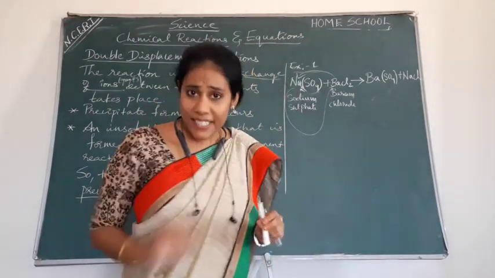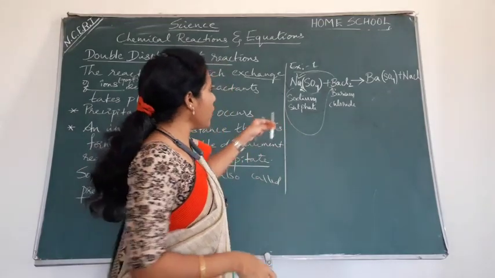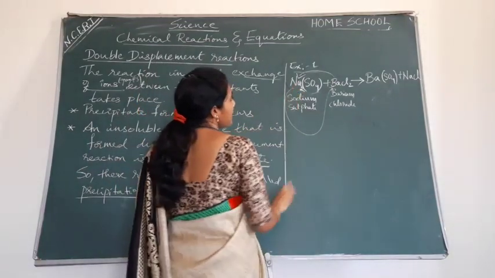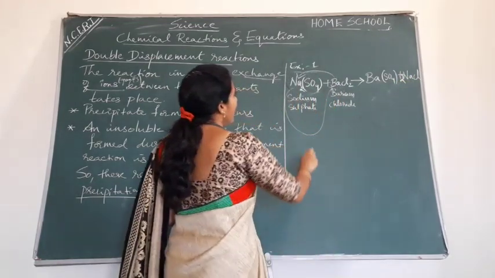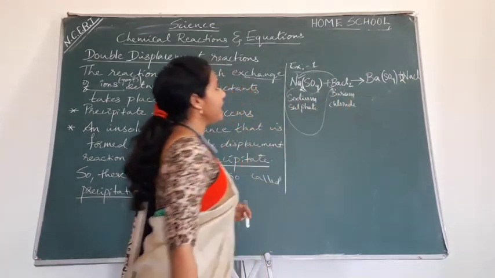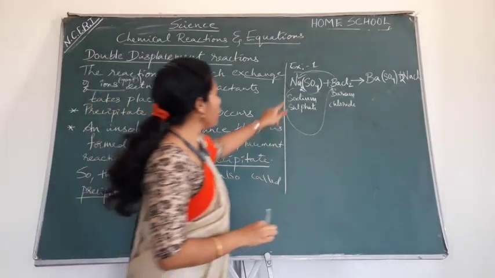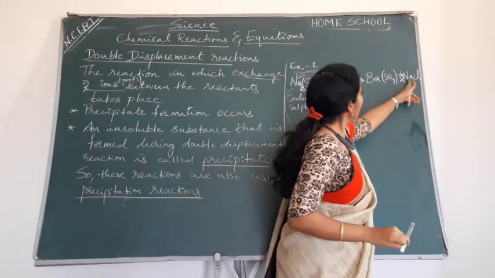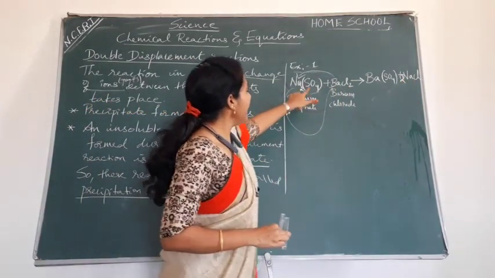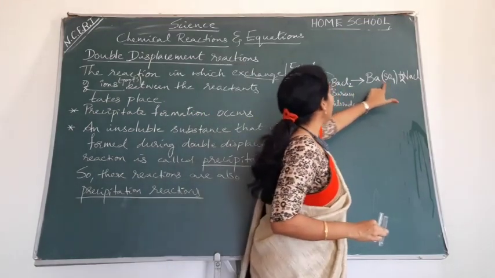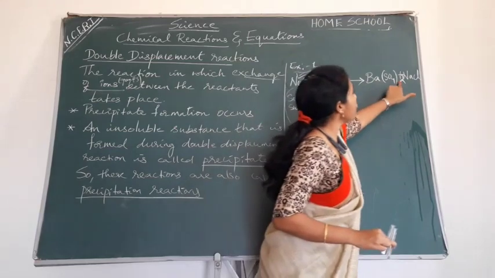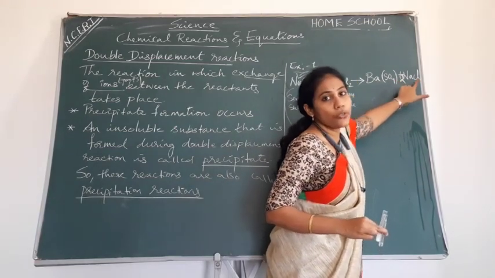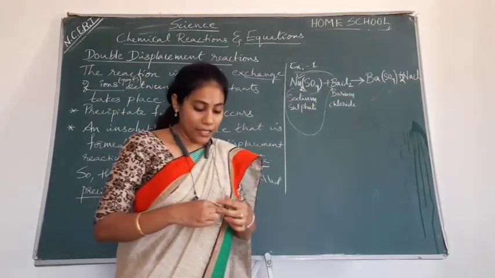And now balance the reaction. The reaction is not balanced. Here 2 sodiums are there, no? So you will be putting 2 here. And that's it. Now the reaction is balanced. 2 sodiums, you have put 2 sodiums. 1 SO4, 1 SO4. 1 barium, 1 barium. 2 Cl, this 2 can belong to Cl also. So 2 Cl. Clear? Got it?